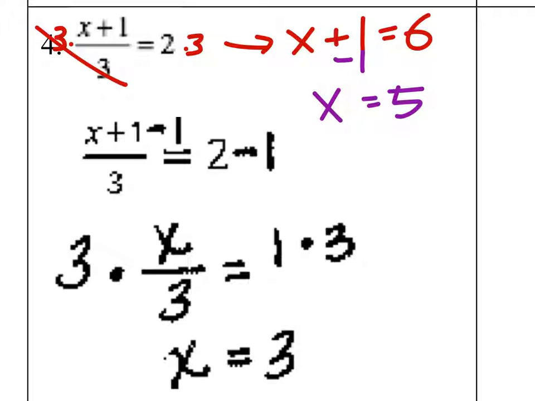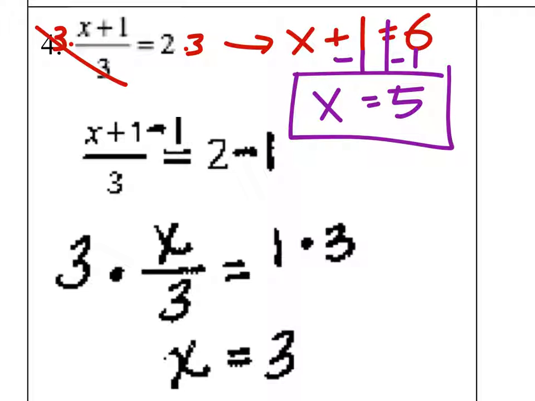Formally, we would show this as minus 1. Bam, there it is. X is 5. We could check that. X plus 1, 5 plus 1 is 6, all over 3 does equal 2. It checks off.